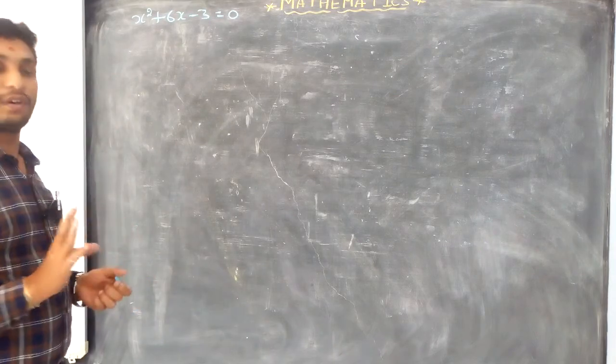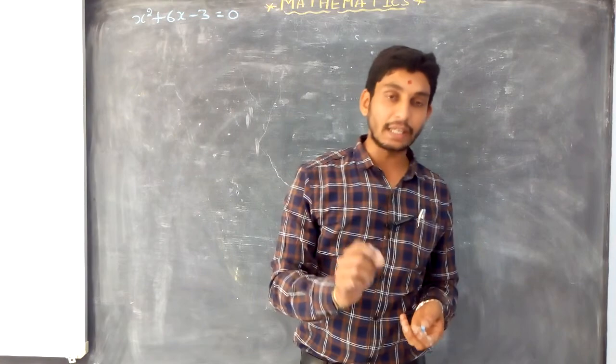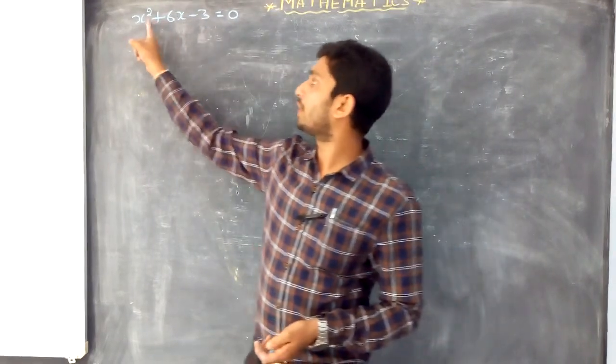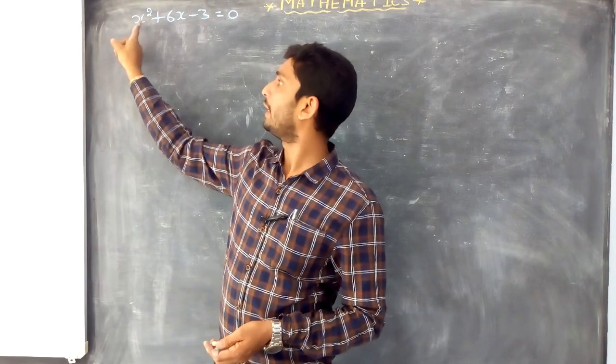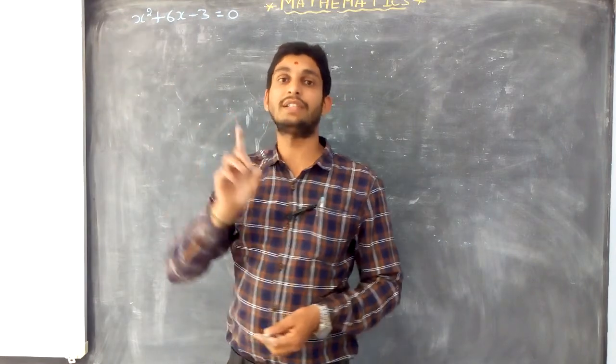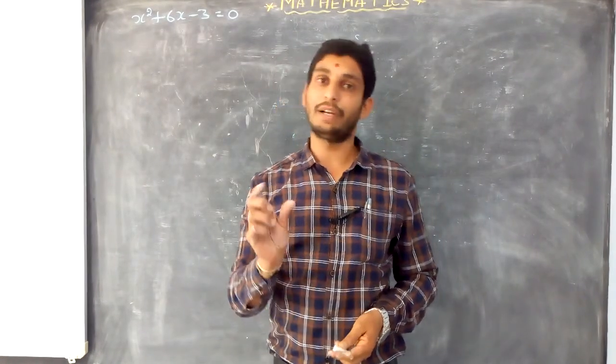First of all, you have to see whether it is in standard form or not. Yes, it is in standard form. Second thing, you have to see whether the coefficient of x square is a perfect square or not. X square's coefficient is 1, it is a perfect square. So we can use the completing square method.